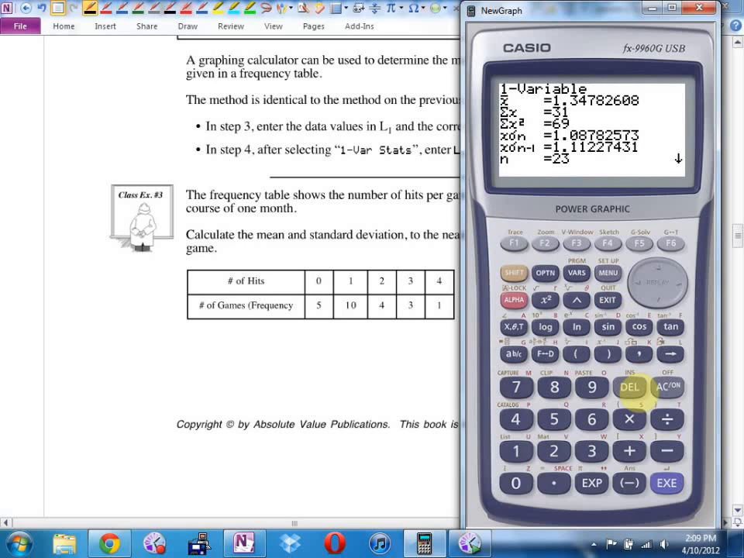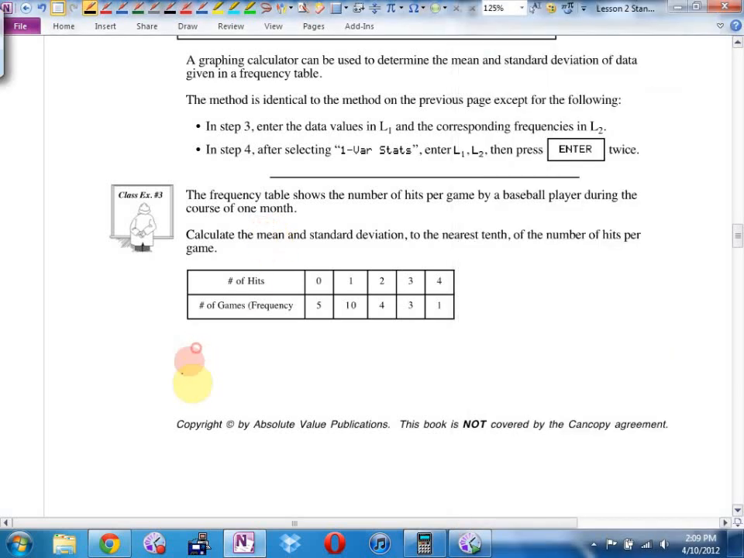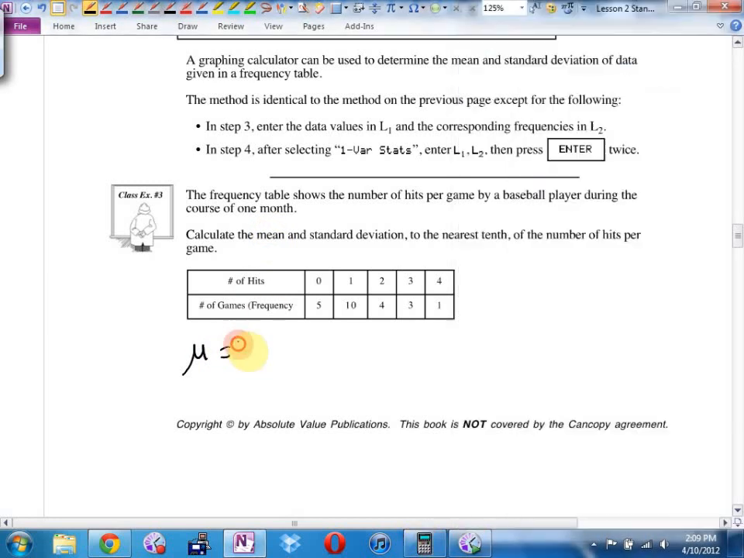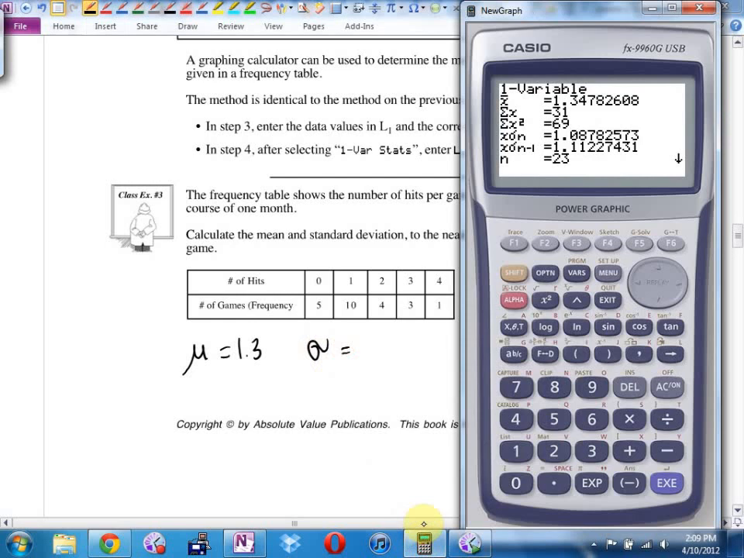1.3. Let's see. The mean 1.348, let's say. I don't know how many decimals did it say? Oh, to the nearest tenth. 1.3. Standard deviation is what? Sorry? Oh, 1.087, this one, right? 1.1.